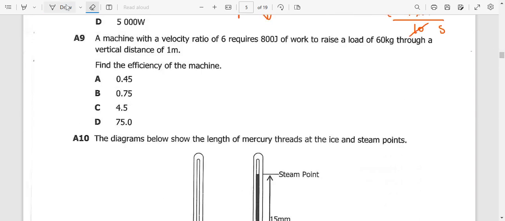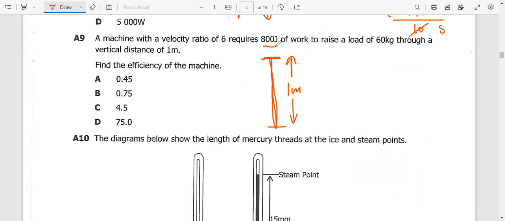Question 9. A machine with a velocity ratio of 6 requires 800 joules of work to raise a load of 60 kg through a vertical distance of 1 meter. Find the efficiency. Okay. So you have got a certain machine which is supposed to lift something going up. The distance of what is supposed to be lifted is 1 meter.